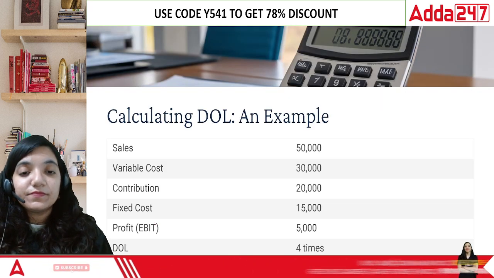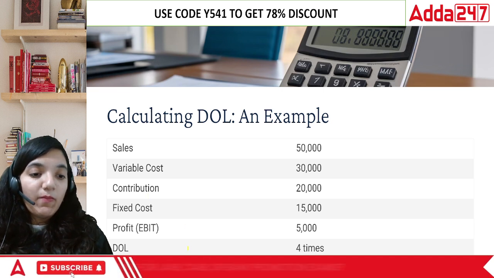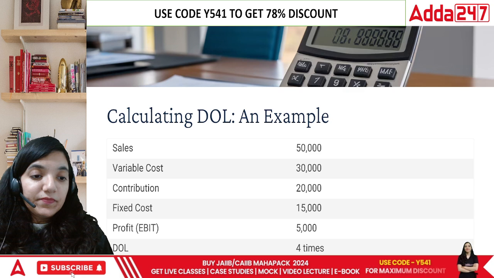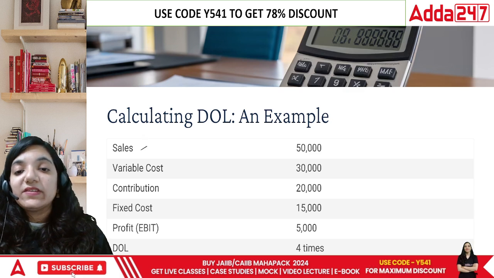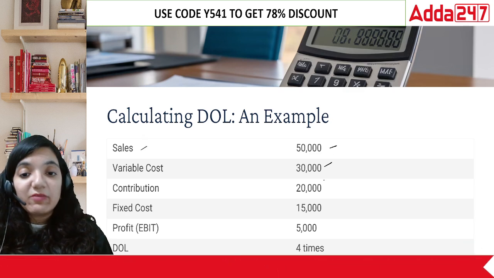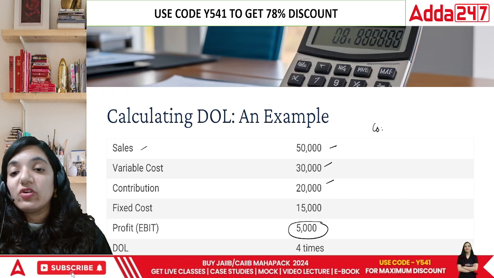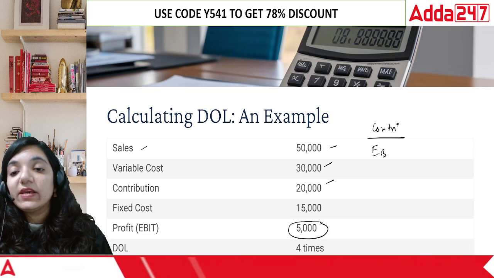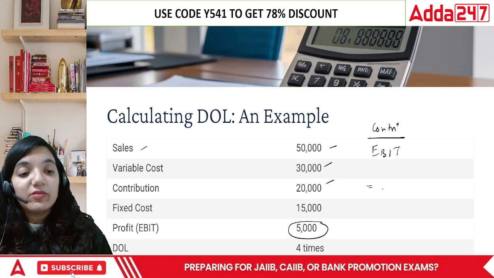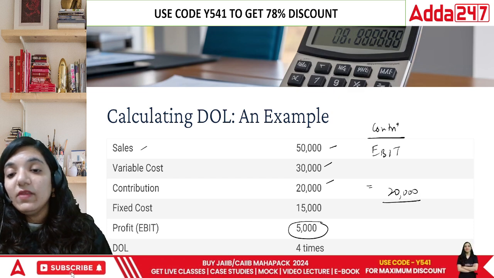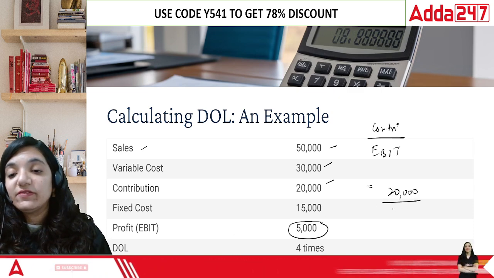Now, let's do a specific question there. You are given a sales. From this, you remove your variable cost, you're left with contribution. Remove your fixed cost, you are left with your EBIT. The formula is contribution divided by EBIT. What's your contribution, everyone? Your contribution is 20,000 divided by earning before interest and taxes, 5,000.